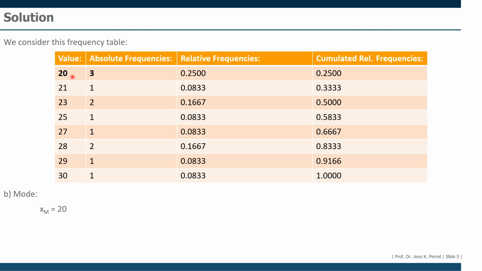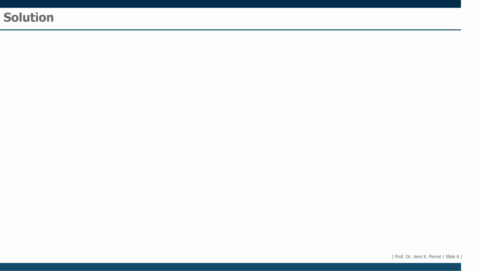That's the value belonging to the largest absolute or even relative frequency. This, as in this case, can be unique, but does not necessarily have to be unique. So it could be a situation that I have more than one mode. Well, that was already part B, the mode.